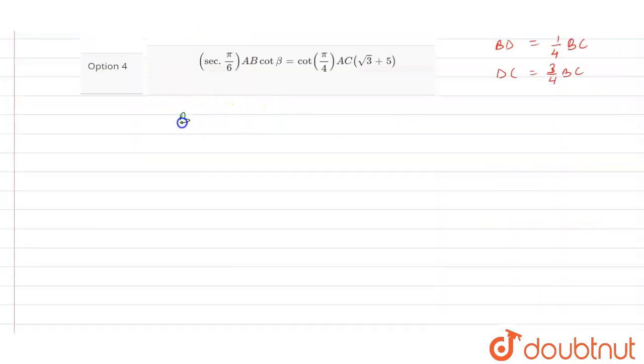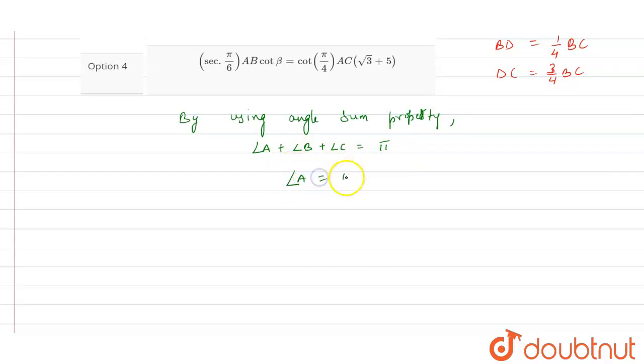So let us find the value for angle A first by using the angle sum property. The sum of all the angles is equal to 180 degrees, that means pi. So we need to find the value for angle A. Then angle A is pi minus angle B minus angle C. What is the value for angle B? It is given as pi by 4, and for angle C it is given as pi by 6. After solving this, we'll be getting the value for angle A as 7 pi by 12.